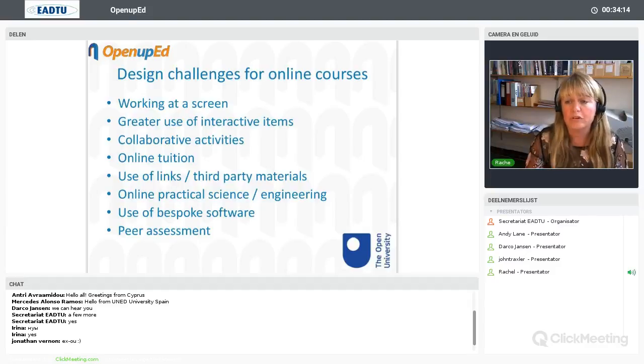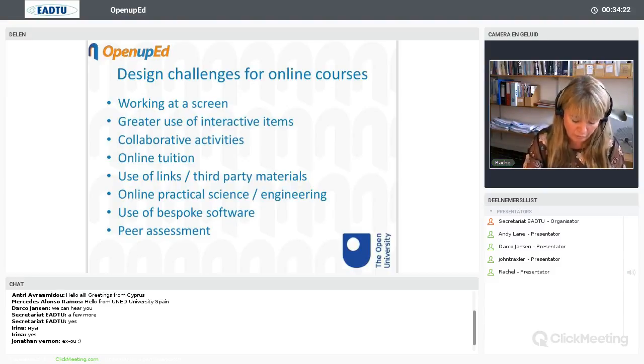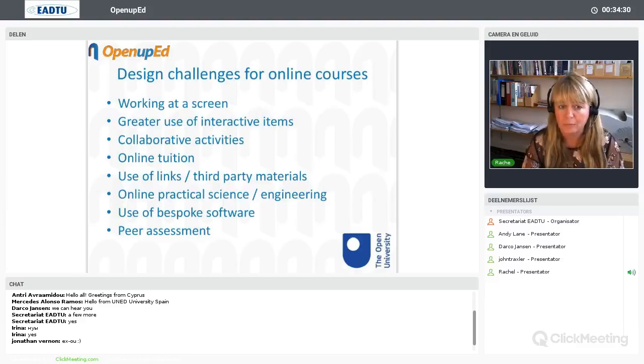Also, we know that students love to use interactives, and these can work very well online, and they can be an effective way of learning. But they can raise lots of issues in terms of accessibility. So are your interactives, for example, accessible with screen readers? So it's always, again, something to be aware of when you're thinking about designing interactives.